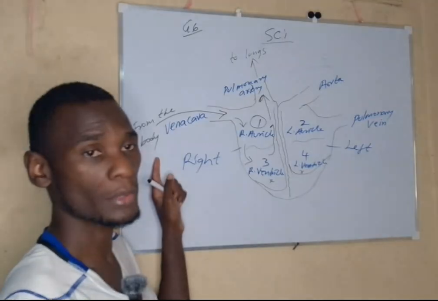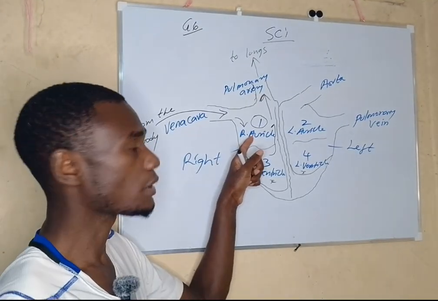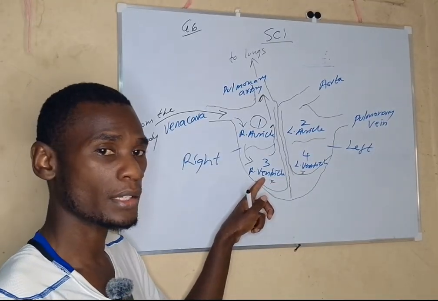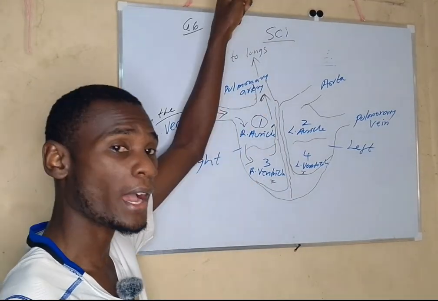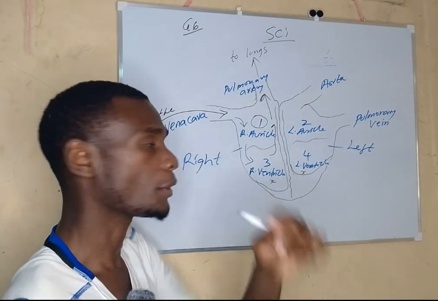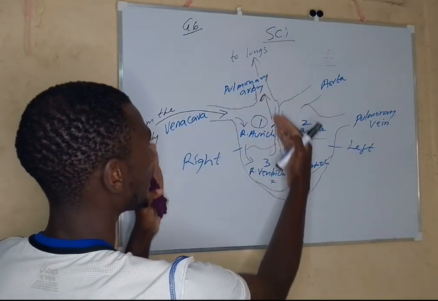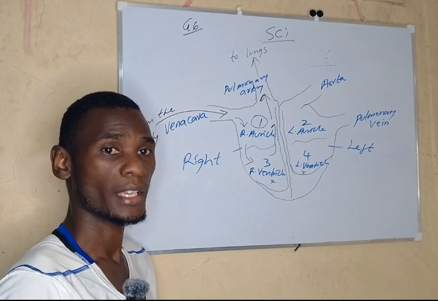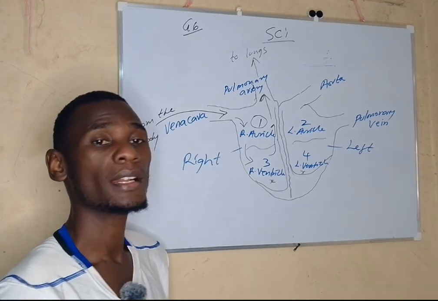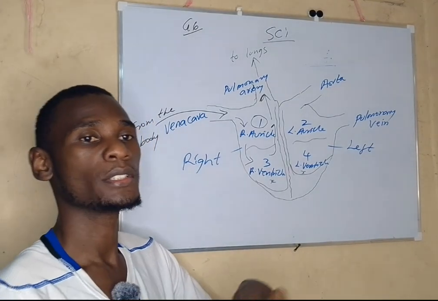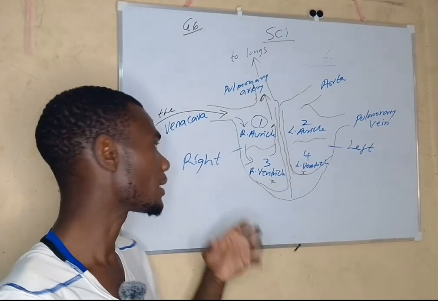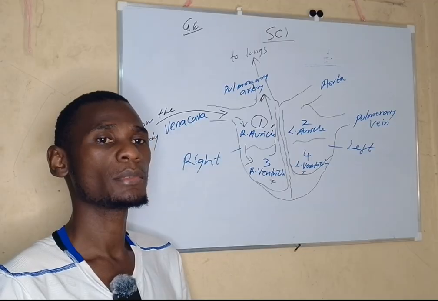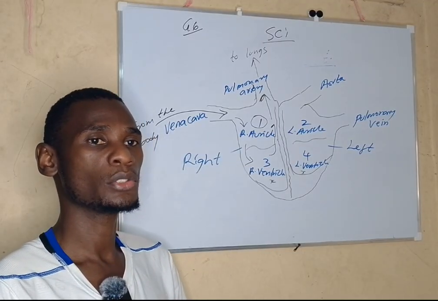The blood that has come from the body has been received by the right auricle. The right auricle passes it to the right ventricle so that the ventricle can pump it to the lungs. So the whole of this right part of the heart carries what we call deoxygenated blood. Deoxygenated blood means the blood whose oxygen has been used up. That's why it is coming from the body.